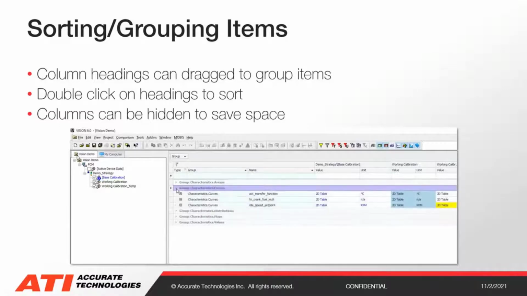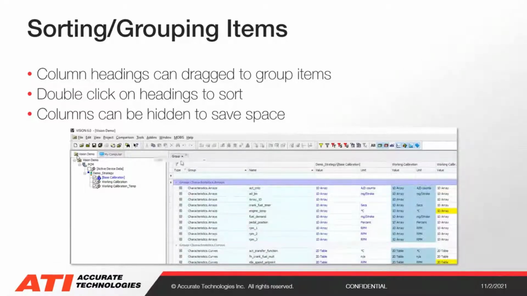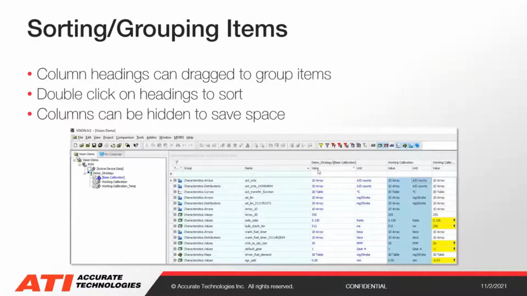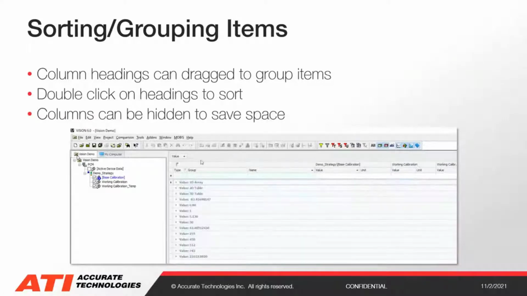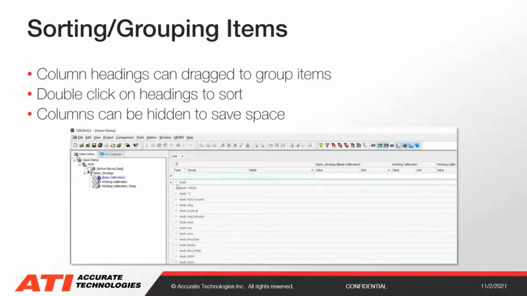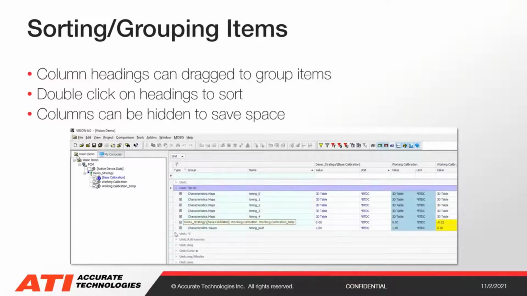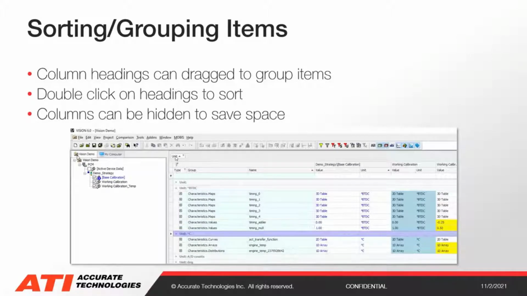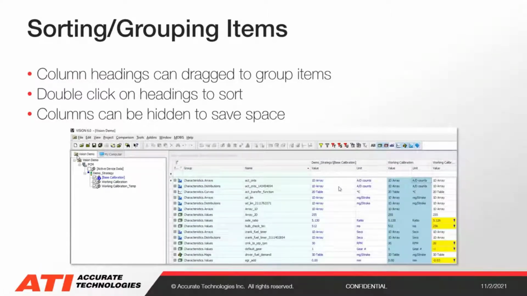Sorting and grouping. Click and drag up to the empty value header bar there. You can show and hide columns as you wish, and those are saved within your Vision project, so it looks the same every time. You can double click on headings to sort just like you would with anything else.